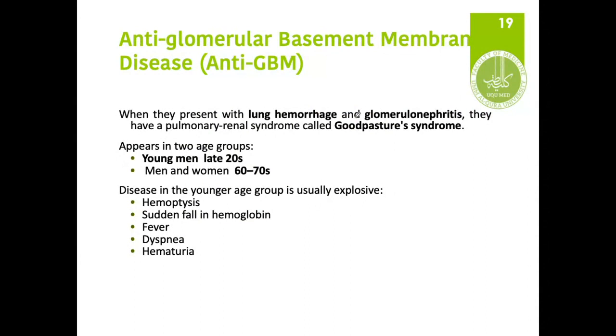The next case is anti-glomerular basement membrane disease, or anti-GBM, when they present with lung hemorrhage and glomerulonephritis. They have a pulmonary-renal syndrome called Goodpasture syndrome. So normally anti-GBM is seen in two age groups: in young men, in the late 20s, and in men and women between the age of 60 to 70 years. Disease in the younger age group is usually explosive, with hemoptysis, sudden fall in hemoglobin, fever, dyspnea, and hematuria.